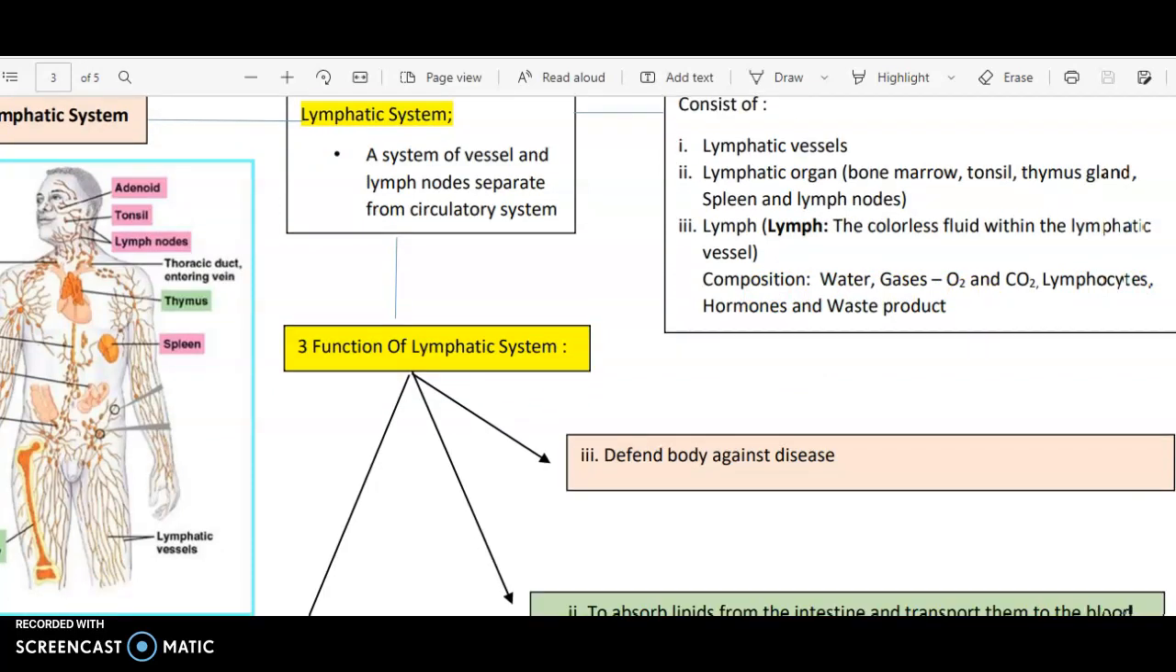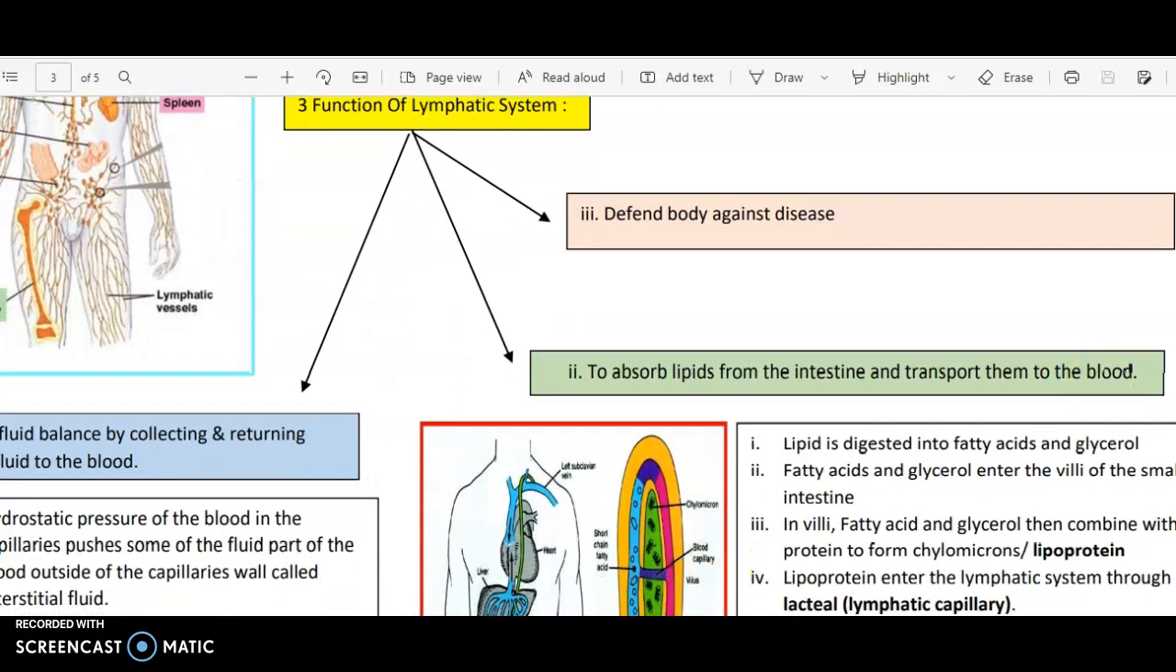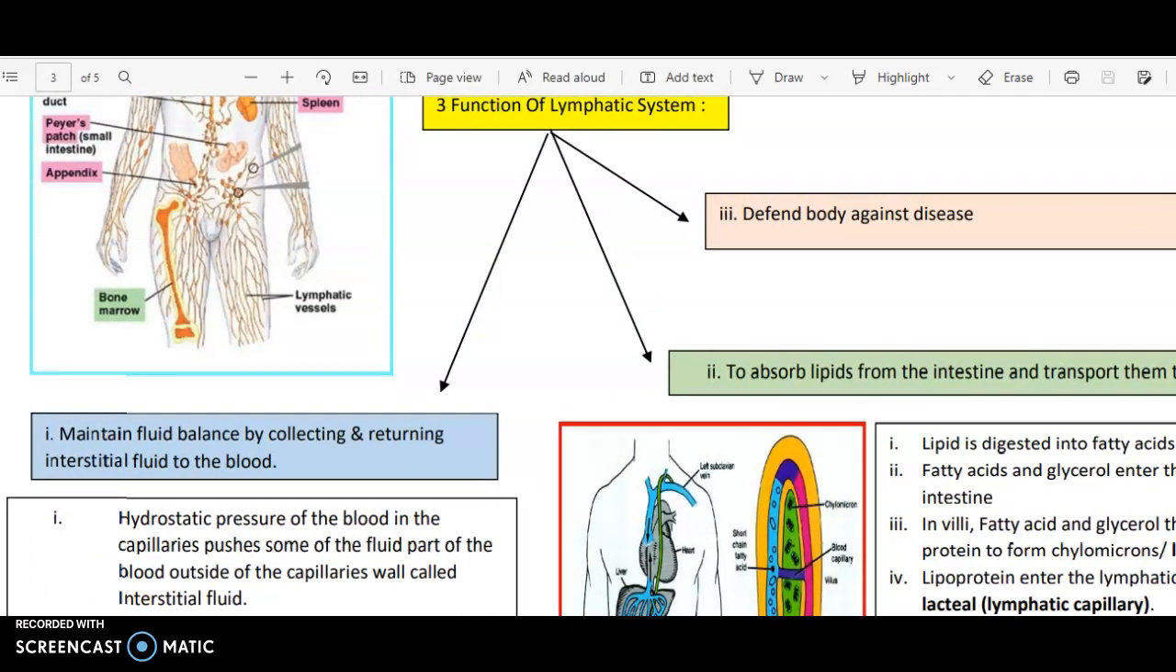Okay, and here are the 3 main functions of the lymphatic system. First is to maintain fluid balance by collecting and returning interstitial fluid to the blood.